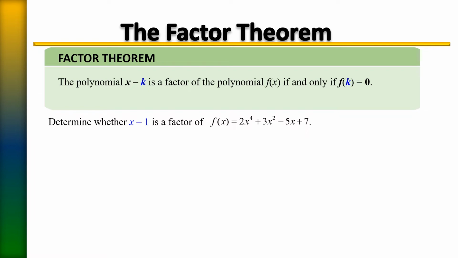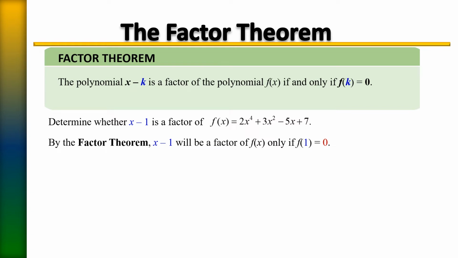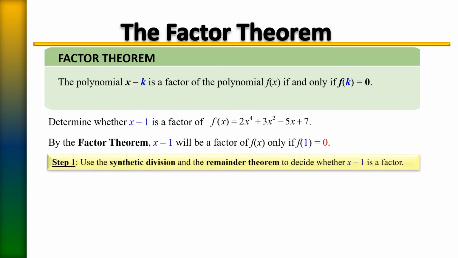And then again, recall you're going to take your coefficients and they're going to go underneath the symbol. As I said before, you could also evaluate the function, plug in f of 1, and if you get a 0 out, then yes, that means 1 is a 0 of the given polynomial. But let's go ahead and do the synthetic division.